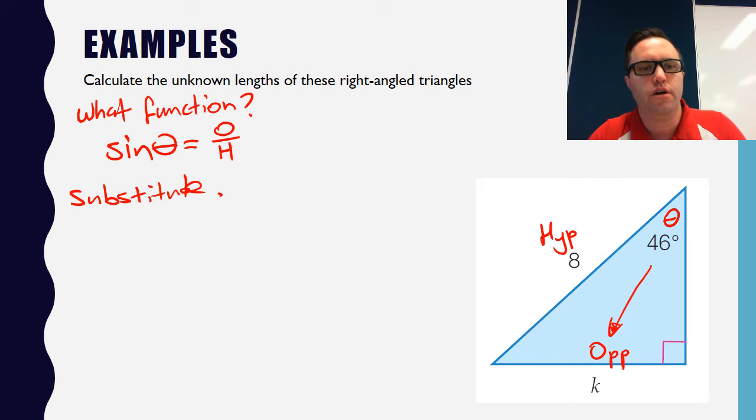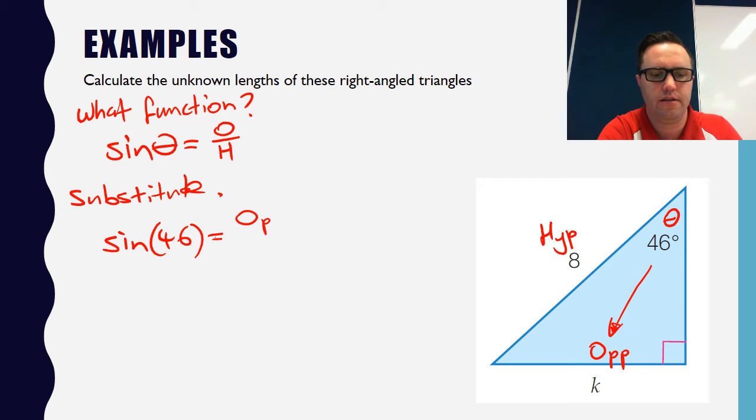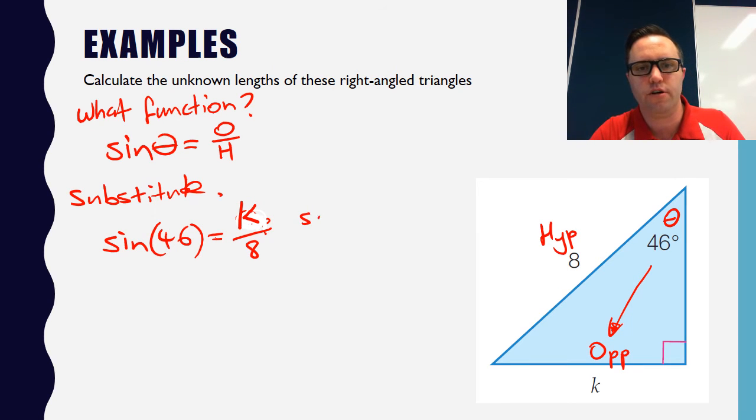Okay, so we have the sine of 46 is equal to the opposite, we don't know, so it's actually k, over the hypotenuse of 8. Okay, now once we're at this stage, now we solve for k.